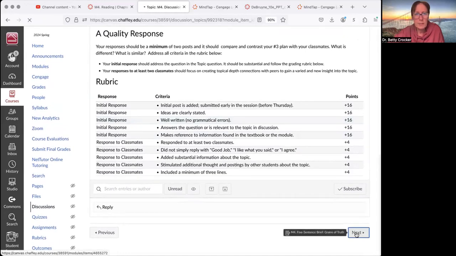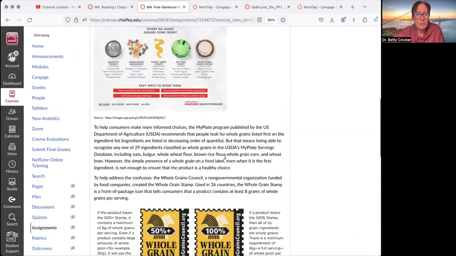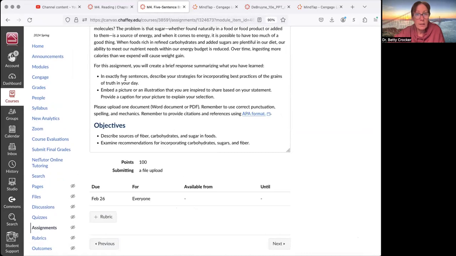The very next thing that you're going to do is the 5-sentence brief. I give you a lot of information here on the grains of truth. Make sure you read all of that. And then you're going to provide, in exactly 5 sentences, your strategies for incorporating the best practices of the grains of truth. And then you're going to provide your picture, an illustration that you're inspired to share based on your statement. Provide a caption for that picture.